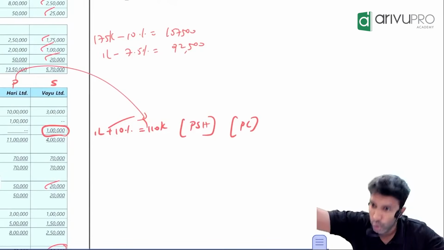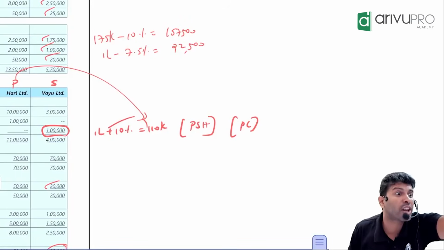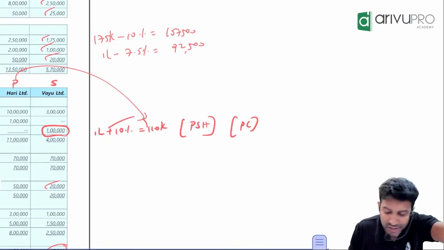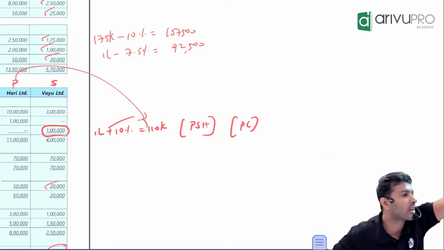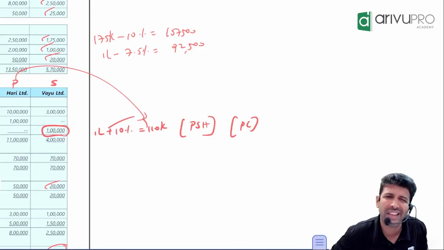By issuing new shares. New shares are not issued at premium. New shares are issued at par. Only the old one is taken over at higher value. Why am I saying this?